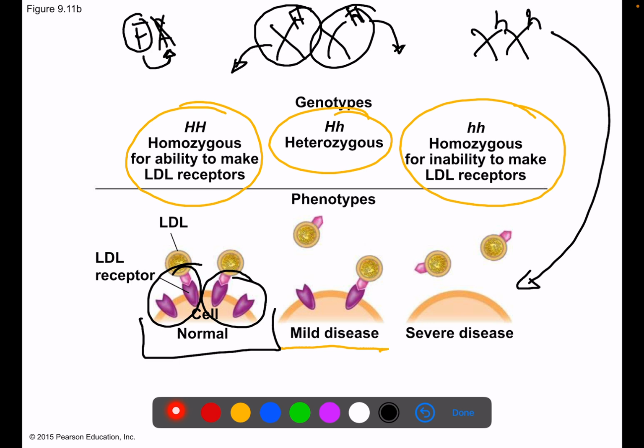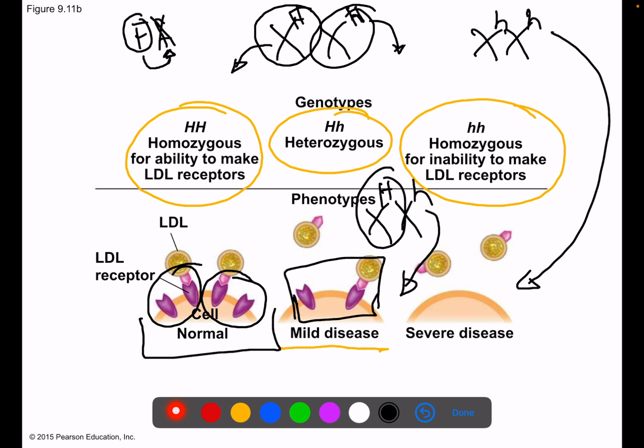zero receptors. And what happens if you have one that works and one that doesn't? Well, this one works, so you'll get the two that it's supposed to produce, but the other one makes no contribution, and so now you have half of the amount. Because you don't have the full amount, you don't bring in cholesterol the way normal individuals do. You would have a mild form of the disease.